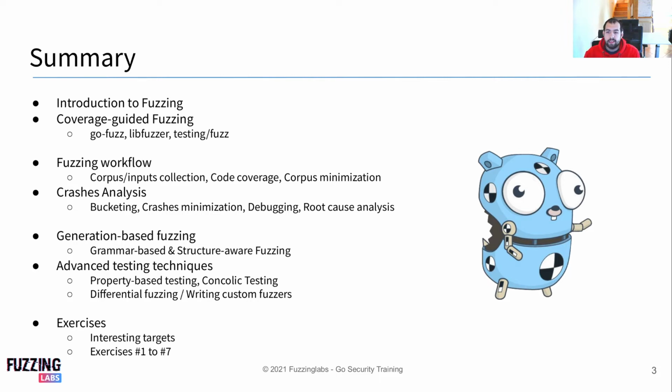We will discuss generation-based fuzzing, from grammar-based fuzzing to structure-aware fuzzing, where it can be really useful, and actually we can even use reflection and this kind of specific behavior in Go to help us in this task.